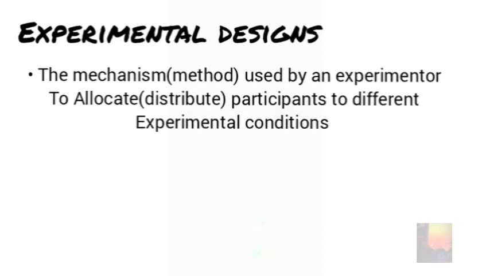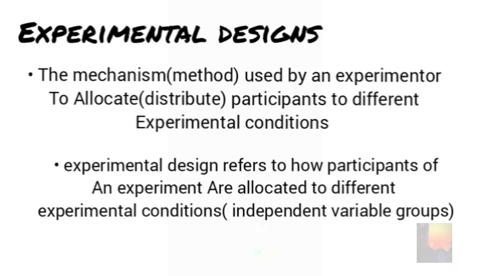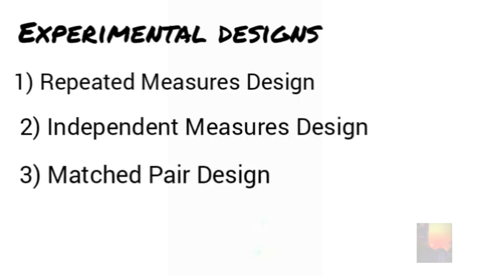So in this lecture, we're gonna be talking about experimental designs. What even are experimental designs? The experimental design is a mechanism used by an experimenter to allocate participants to different experimental conditions. There are three types of main designs. The first is repeated measure design, the second is independent measure design, and the third is matched pair design.